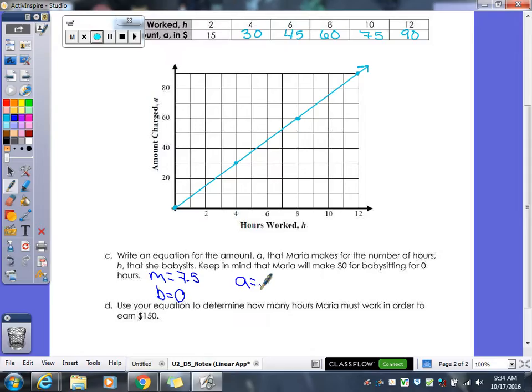So instead of y, they want us to use A. They put it over here on the graph. They told you there also, so instead of y equals, we're going to have A equals. Our slope is 7.5, and then H instead of our x. Now that we know our equation, you need to go and label your line. Always need to label.